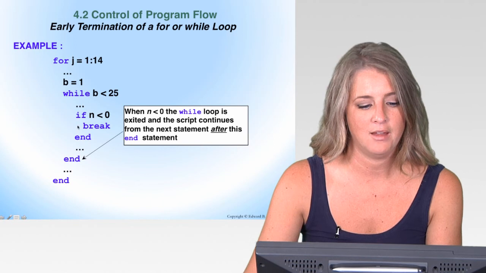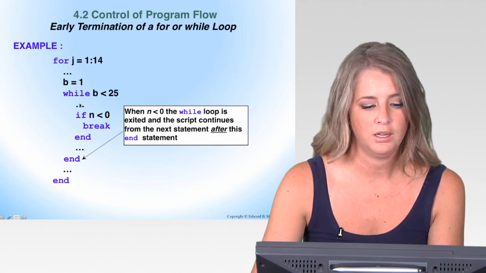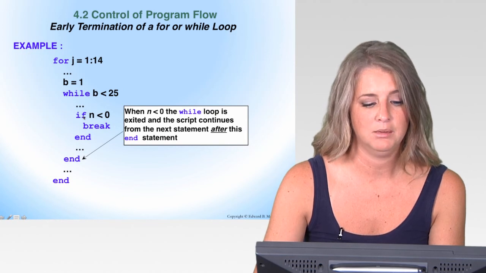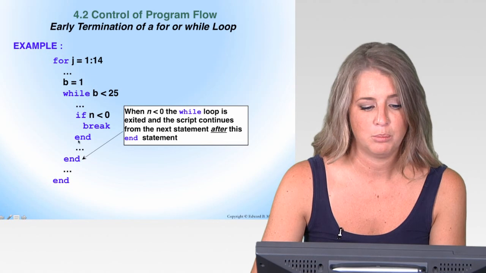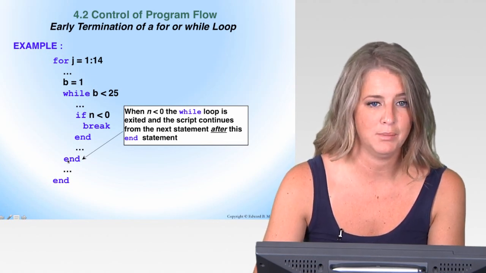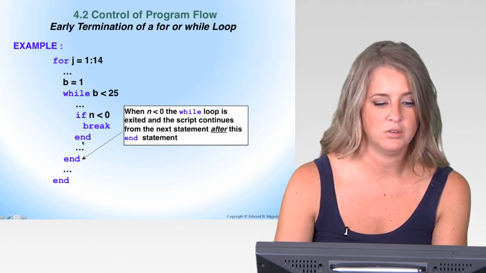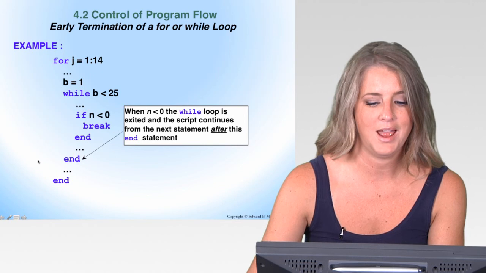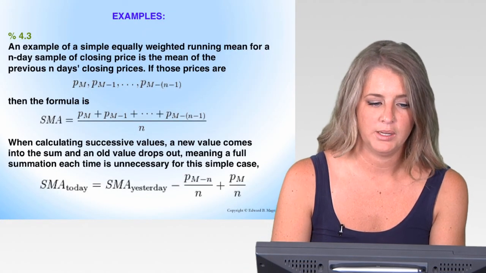Let's say that we have this structure here. So we have a for loop, while loop, and then an if statement. If we use break right here, then it's going to break out of this and then move to the next statement after that end statement. So just be aware when you're using that, it moves to the one after that statement. All right, so that pretty much sums it up.